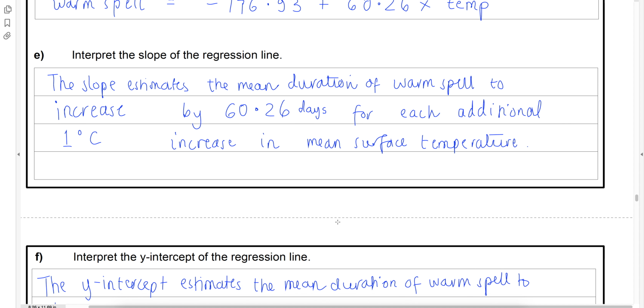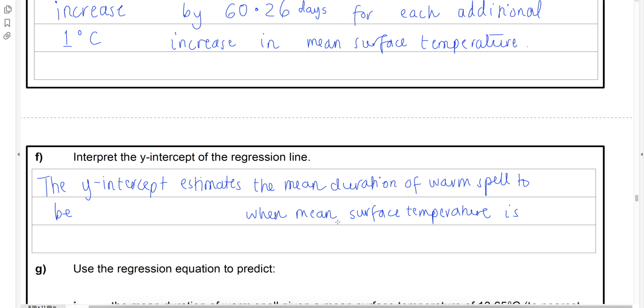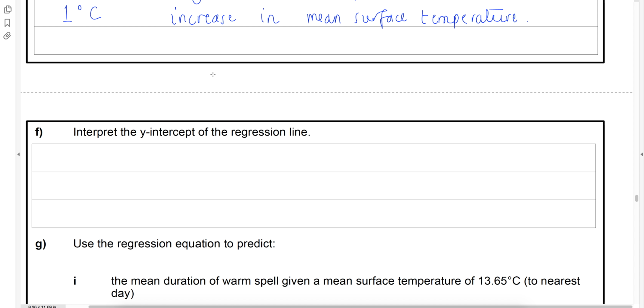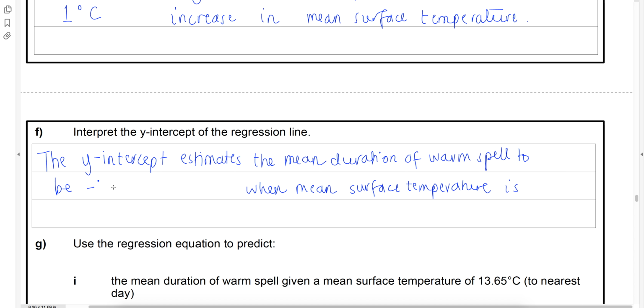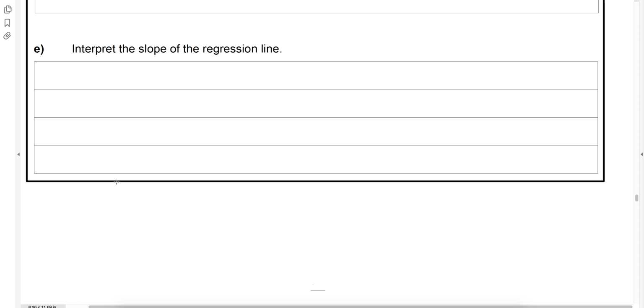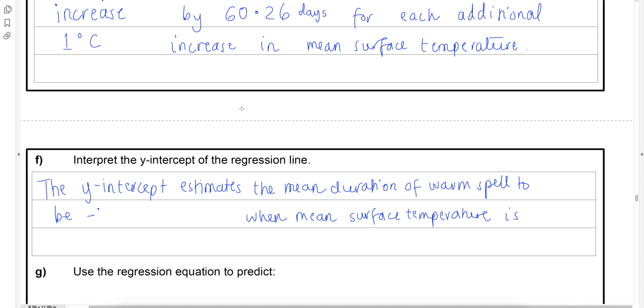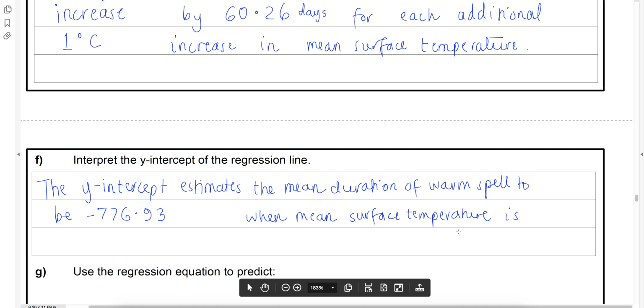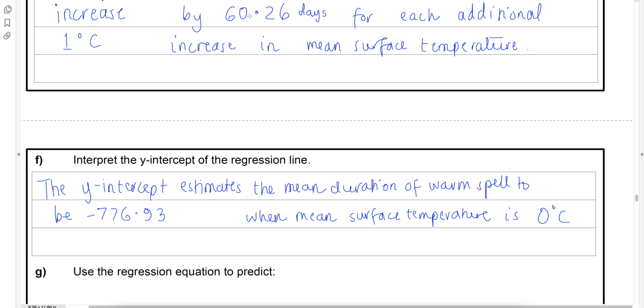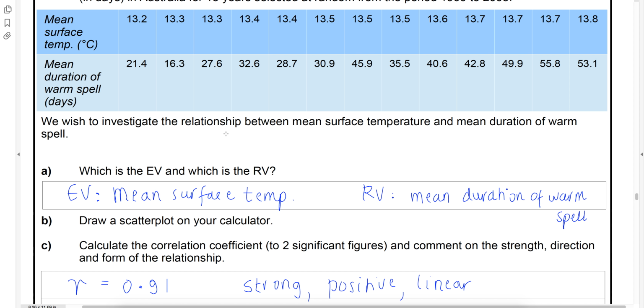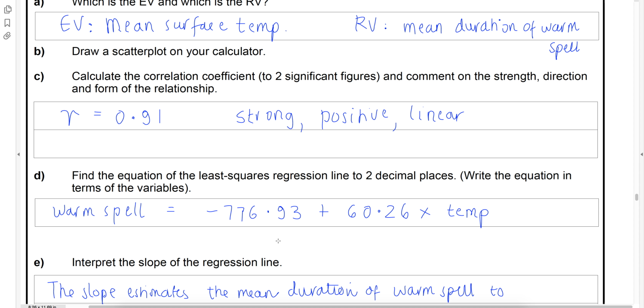All right, interpret the y-intercept. Well, the y-intercept estimates the mean duration of the warm spell to be, well, the y-intercept is negative 7, what was it? Just have a look. Remember, negative 776.93. So you'll see it's a bit weird because it's negative. That would be because we're extrapolating. When the mean surface temperature is 0 degrees Celsius. So when EV is 0, what is the RV? So here's our rule here. I have just used that particular value there, the A value.